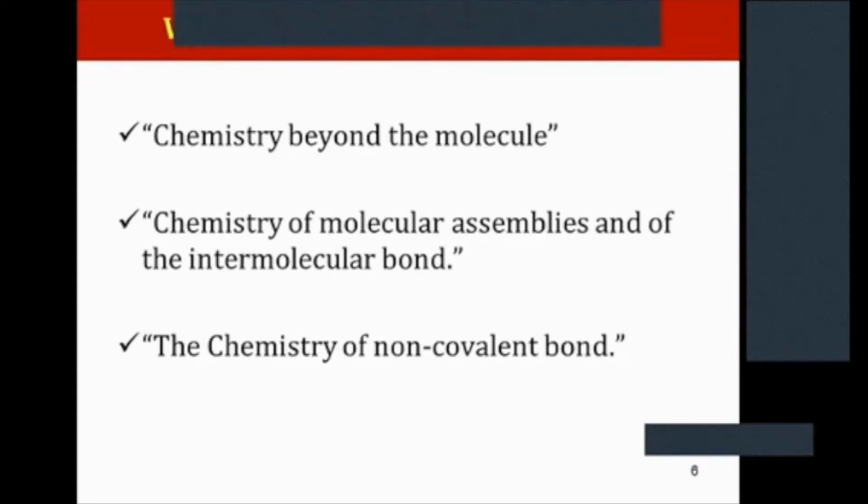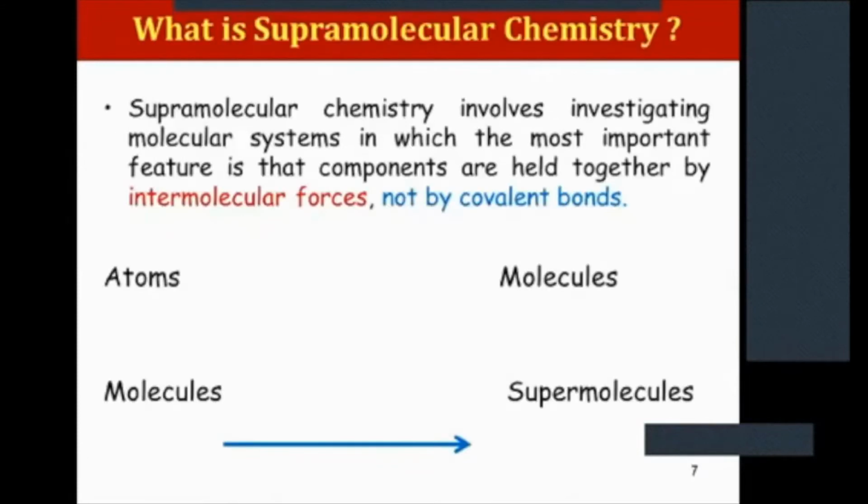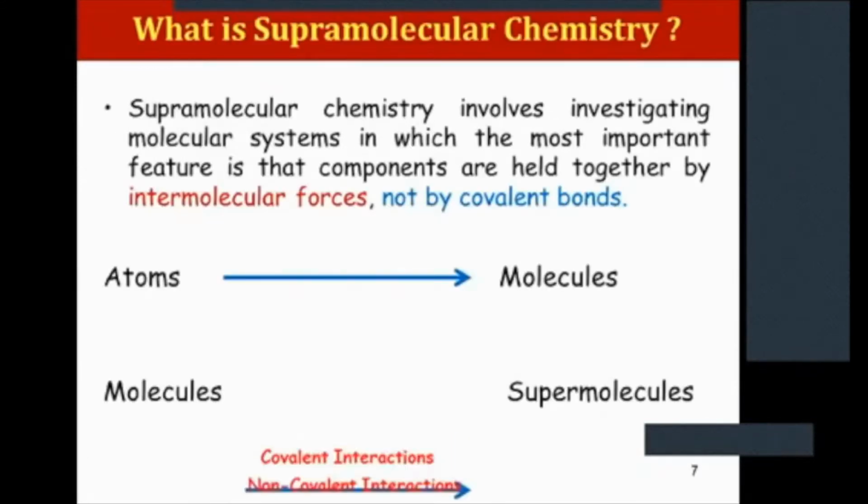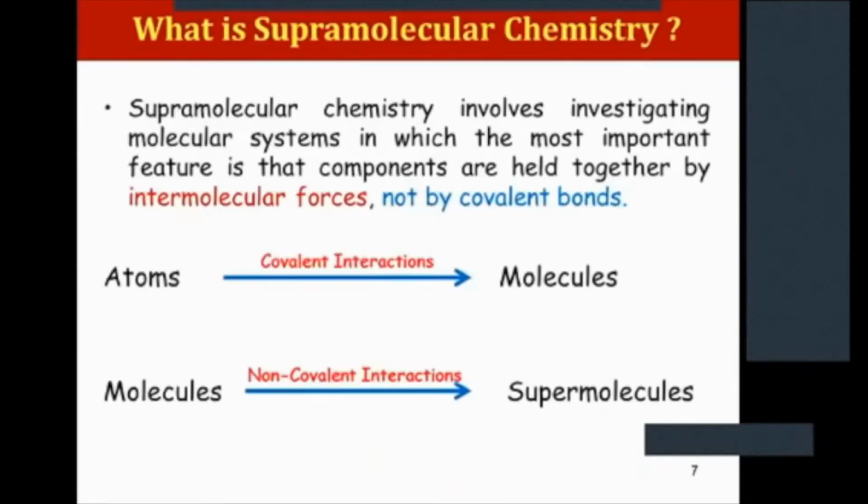Some scientists say the chemistry of non-covalent bonds, that is, non-covalent interactions. We know atoms through covalent interactions form molecules. Molecules through non-covalent interactions form supramolecules. This is the easiest way I can put what supramolecules or supramolecular chemistry are. The chemistry which takes place around the supermolecules, we call supramolecular chemistry. These are some of the supramolecular compounds: cyclodextrin, cucurbituril, metallic cyclophanes, etc.